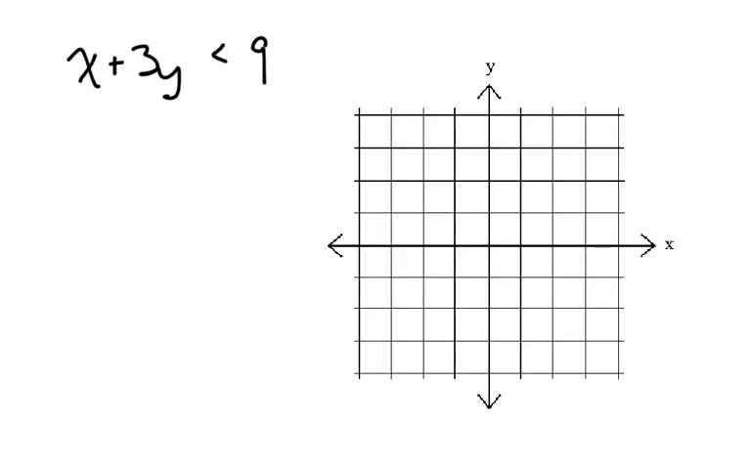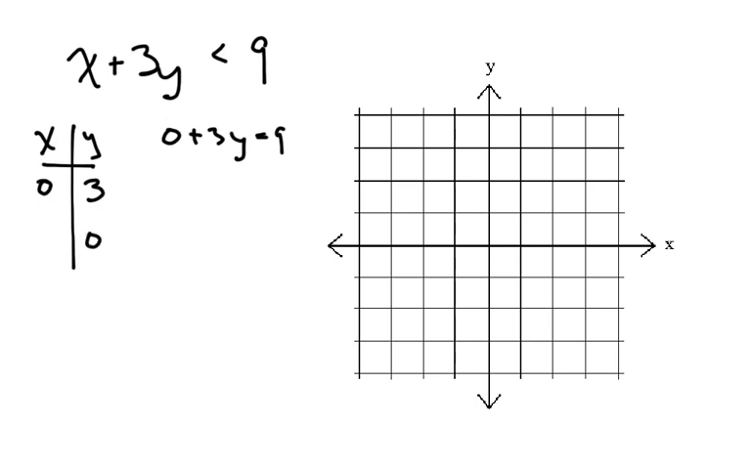Let's try another one. x plus 3y is less than 9. Now this equation isn't in slope-intercept form, so I can't really look for intercepts and all that, but it's in standard form. So maybe we look for the x and the y-intercept. If we plug 0 in for x, we'll have 0 plus 3y is equal to 9. That means that y equals 3. And if we plug 0 in for y, then x plus 3 times 0 is equal to 9. That means x equals 9.